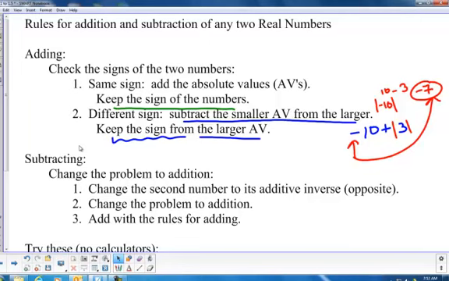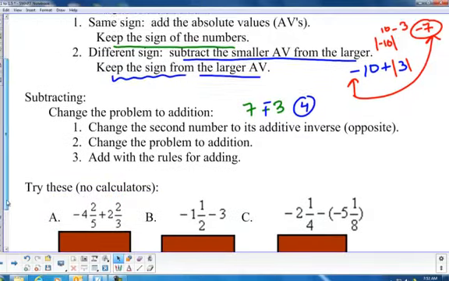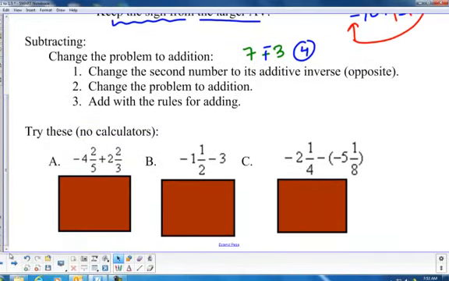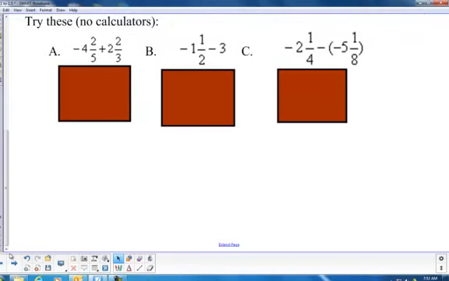So when you're subtracting, that's when you make it plus a negative. So 7 minus 3, I would make that plus negative 3. And that would be 4. Okay, so we're going to do the same thing. These are a little harder because there's fractions. And a quick reminder, when you're adding and subtracting fractions, you do have to have a common denominator. So go ahead and hit pause and try letter A.